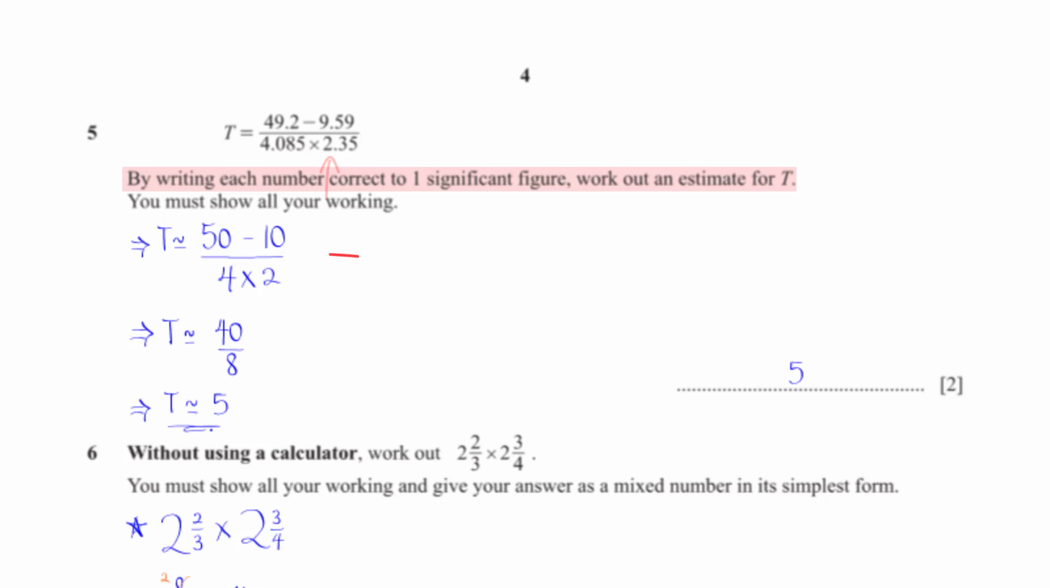So we now have T is approximately equal to 50 minus 10 divided by 4 times 2. This simplifies to give us T is approximately equal to 5.